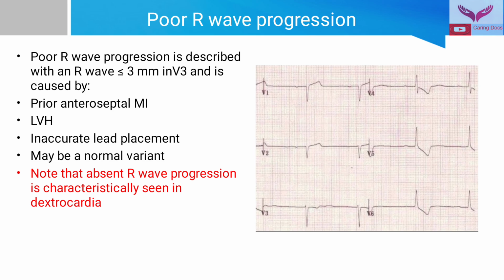Coming to the poor R wave progression, that is the third R wave abnormality. The poor R wave is described when the amplitude of the R wave is less than or equal to 3 mm in V3, and it is usually seen in prior anterior septal MI, left ventricular hypertrophy, inaccurate lead placement. It may be a normal variant. Poor R wave progression or absent R wave progression is also seen in dextrocardia patients.